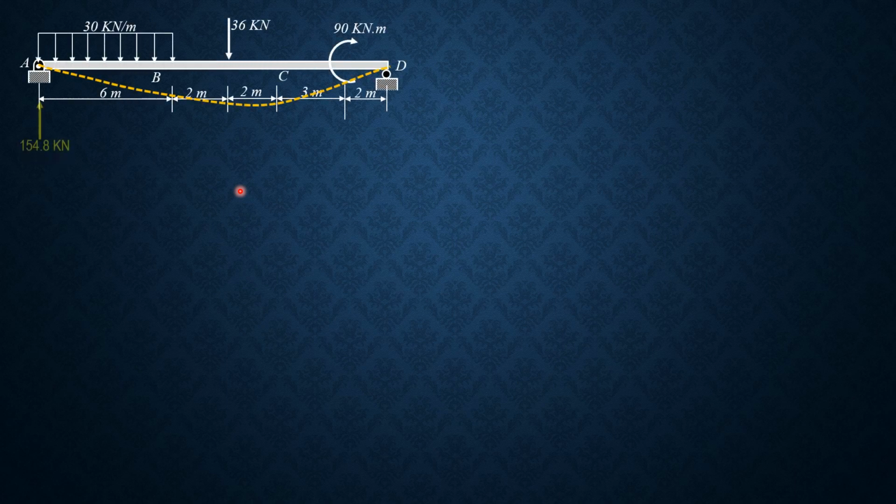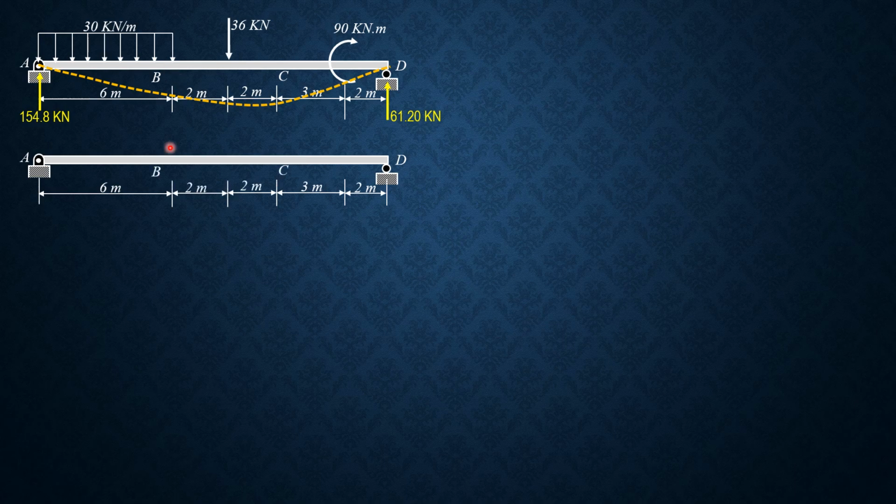So remember the reactions, 154.8 and 61.2 kilonewtons. Then for the virtual forces, we apply, let's just assume, a downward load. So the reaction here is upward. Reaction times 15 equals 1 times 9. So 9 over 15 is 0.6. Therefore, reaction at D times 15 equals 1 times 6. 6 over 15 is 0.4, 0.4 upward.